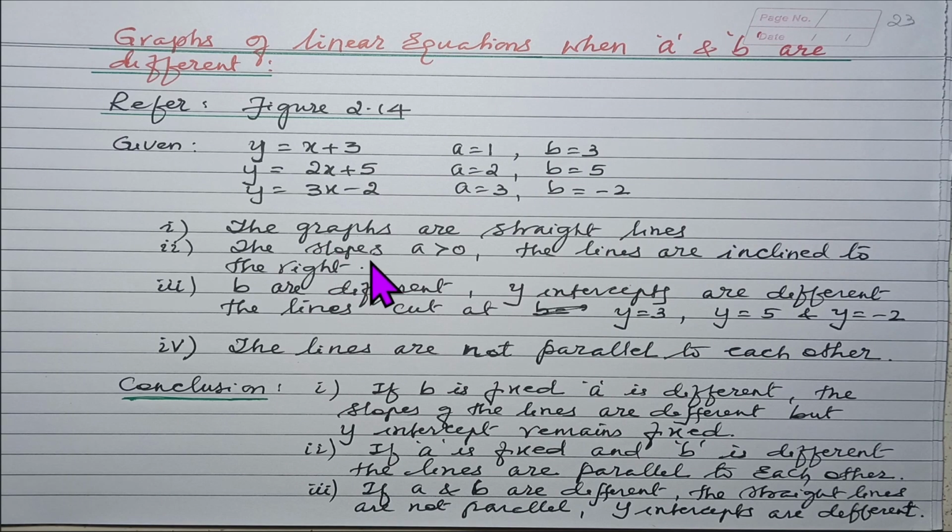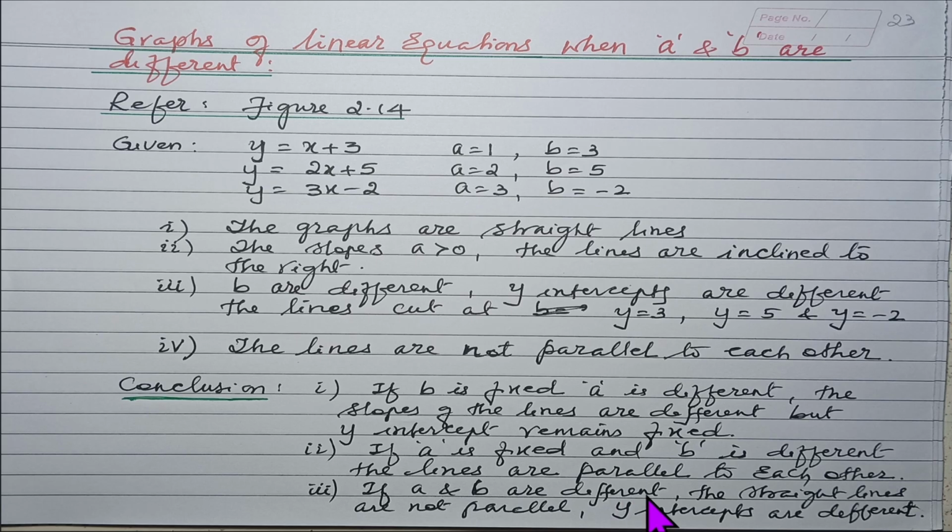The same description in words: the graphs are straight lines. The slope a is greater than 0, so the lines are inclined towards the right. The intercepts are different, and the lines are not parallel to each other. So the conclusion is, if b is fixed, that is the intercept is fixed, and a is different, the slopes of the lines are different, but the y-intercept remains fixed. If a is fixed and b is different, that means the slope is fixed, then the lines are parallel to each other.